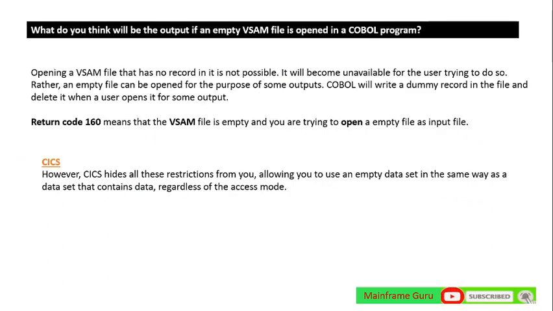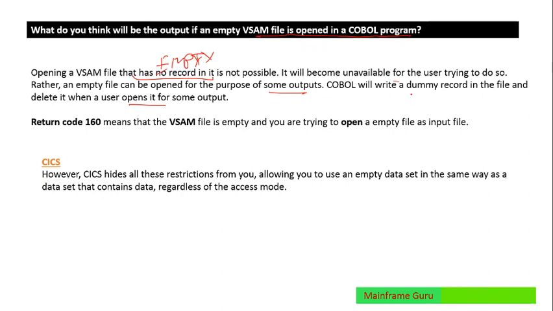What do you think will be the output if an empty VSAM file is opened in a COBOL program? Opening a VSAM file that has no record in it, means it is empty, as input is not possible. It will become unavailable for the user trying to do so. Rather, an empty file can be opened for the purpose of some output. COBOL will write a dummy record in the file and delete it when a user opens it for some output.